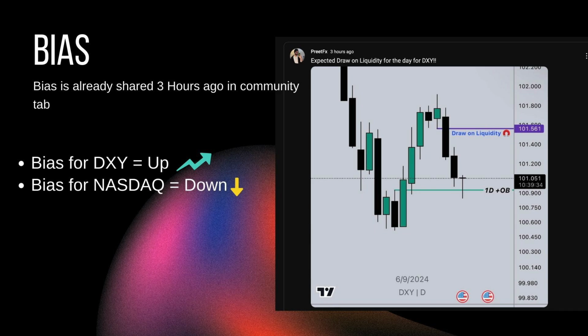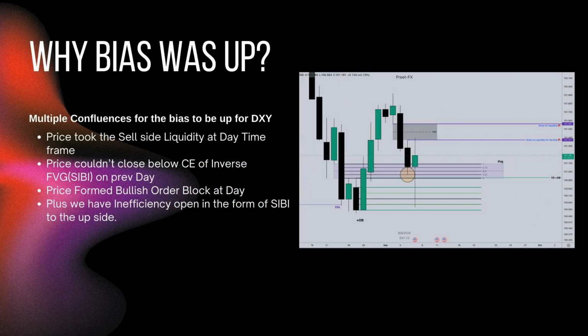As I've mentioned, I've already shared the same picture on my community tab at 8:20 a.m. My bias for dollar index was up, and obviously for Nasdaq and other currencies it was down. So looking at day time frame of dollar chart, I had multiple confluences which made my bias up for the day. Like we have discussed in previous video, price took out the sell side liquidity. Also, price couldn't close below consequent encroachment of inverse fair value gap, which is in the form of CB on previous day. The bullish order block was also in the picture. Plus, we had inefficiency open in the form of CB to the upside. So all these confluences made my bias up for the day.